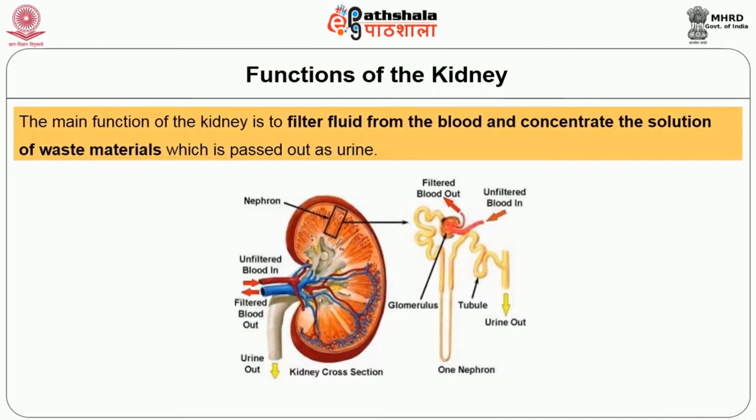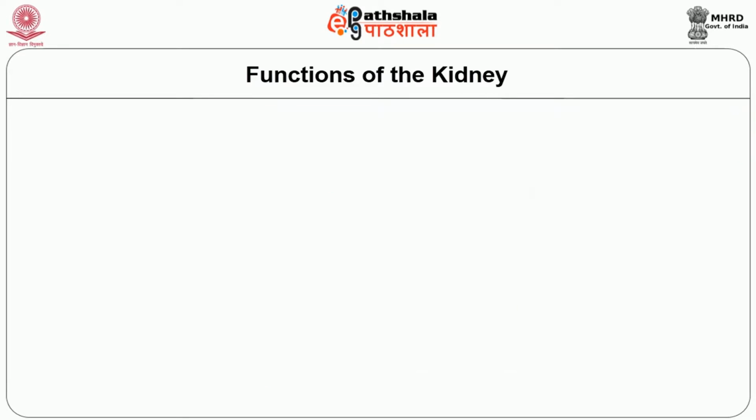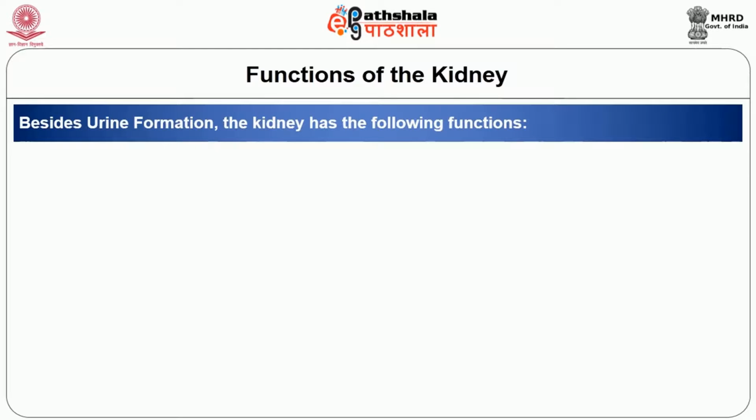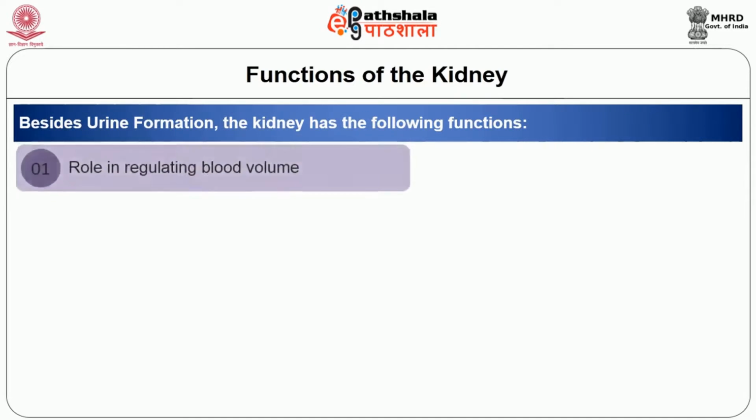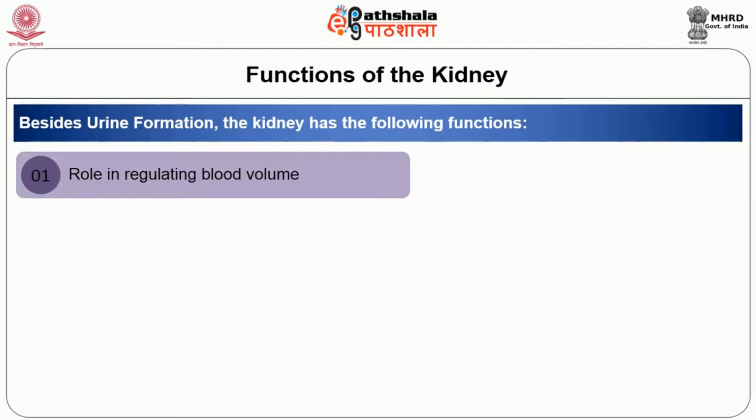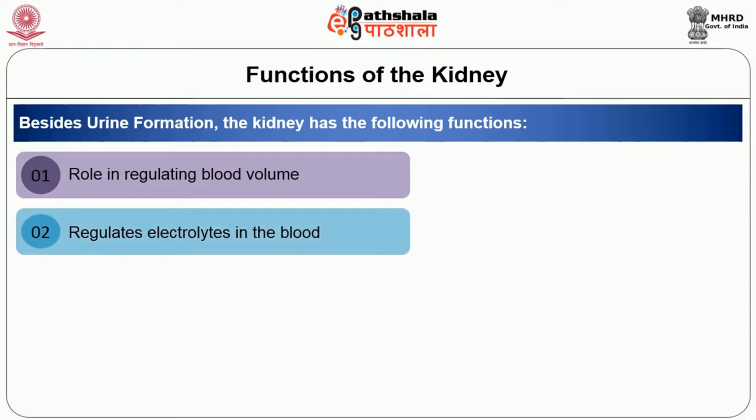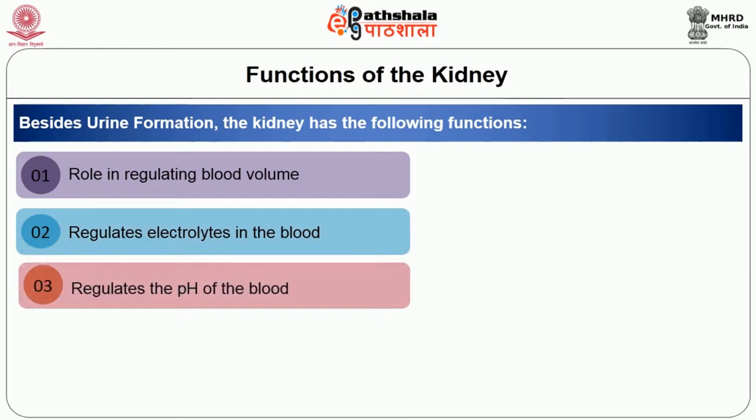The main function of the kidney is to filter fluid from the blood and concentrate the solution of waste materials which is passed out as urine. Besides urine formation, the kidney has the following functions. It has a role in regulating blood volume because it controls the amount of water to be excreted and the amount of water to be reabsorbed. It regulates electrolytes in the blood by controlling the secretion and reabsorption of sodium and potassium ions. It also regulates the pH of the blood by controlling the secretion and reabsorption of hydrogen ions.